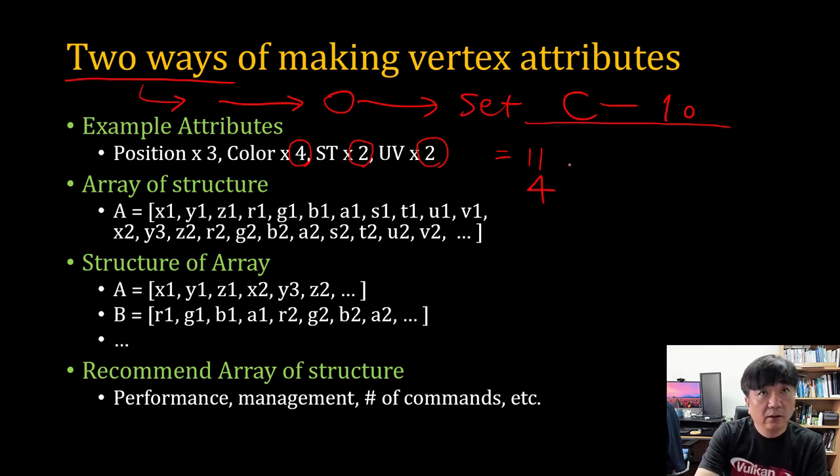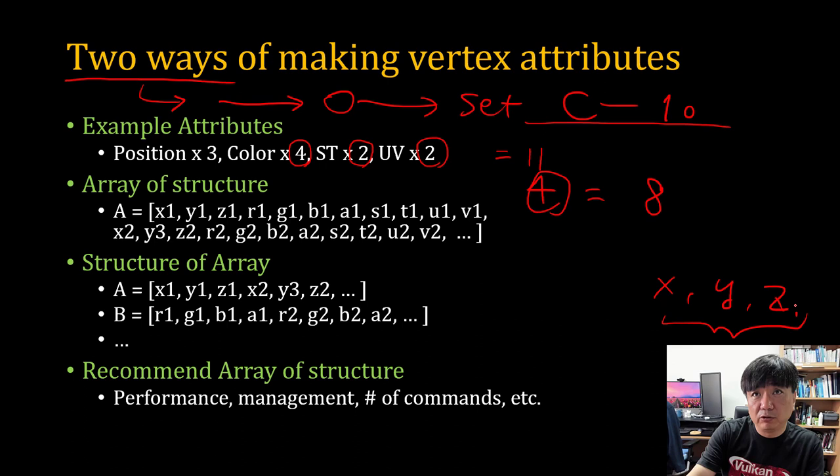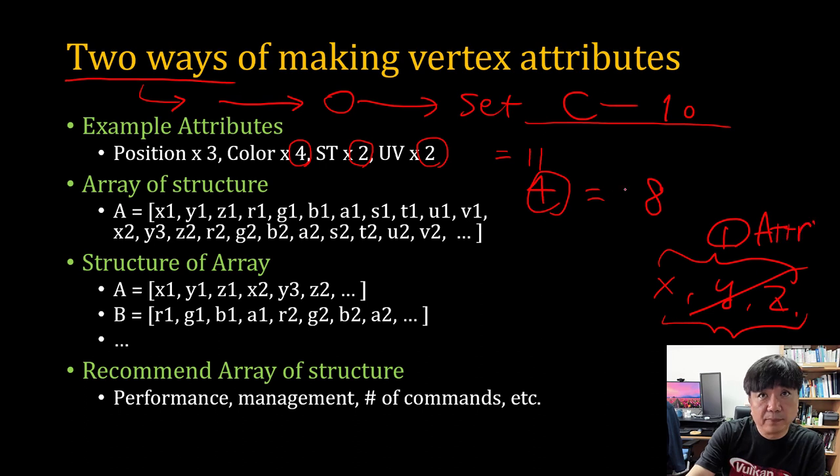Okay? Be careful. The maximum number of attributes is 8. So somebody can think, oh, I already use x, y, z, so I already consumed three attributes. No, x, y, z is one attribute. Okay, in this example there are 4 attributes and 11 variables.